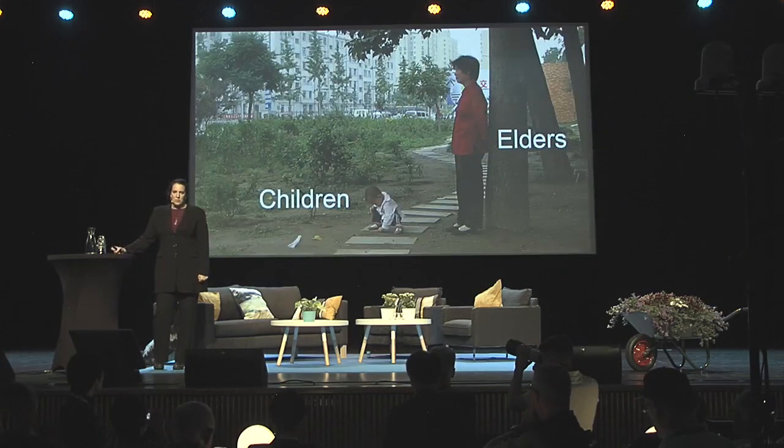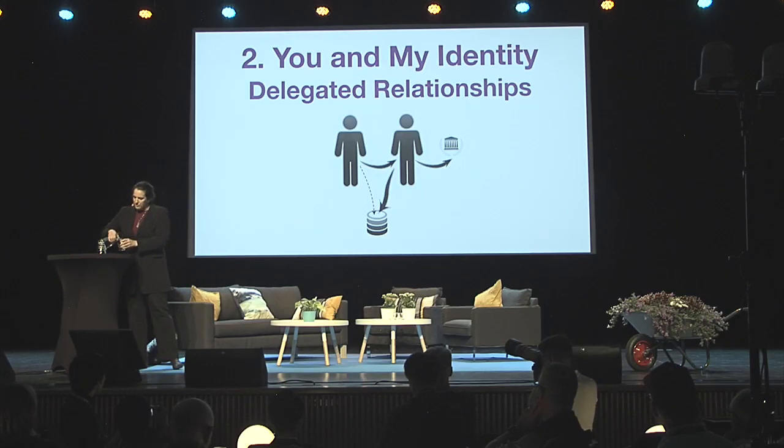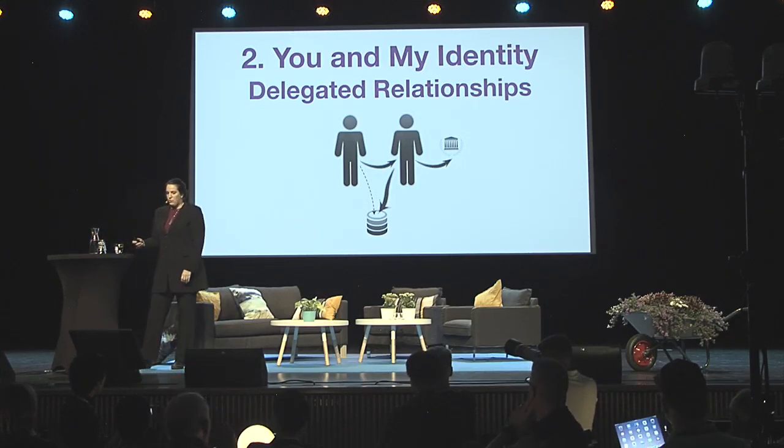The next domain is one that often gets overlooked. How do children, elders, and other folks who want to delegate aspects of the management of their identities do so? It's you and my identity, or delegated relationships. And these two domains are the source of data for the next 12.